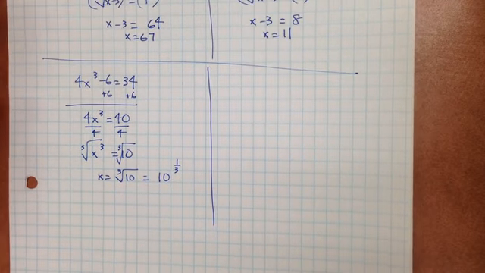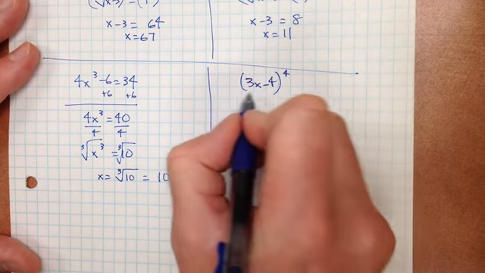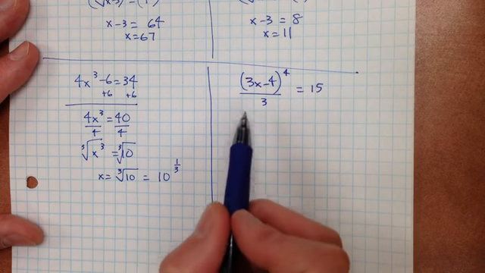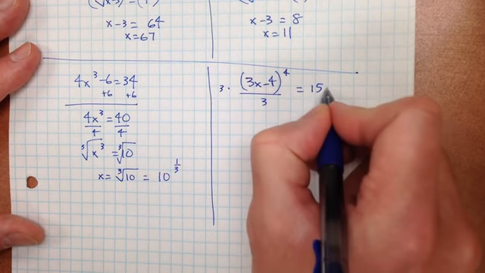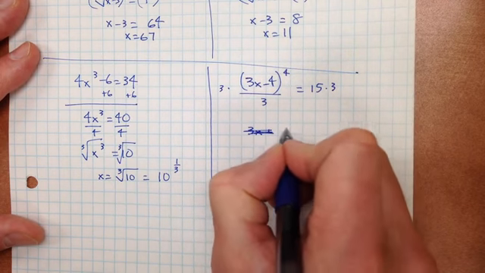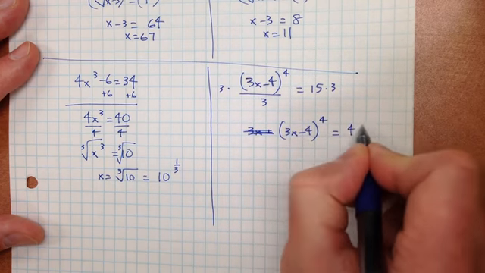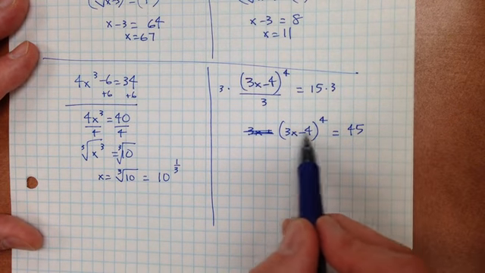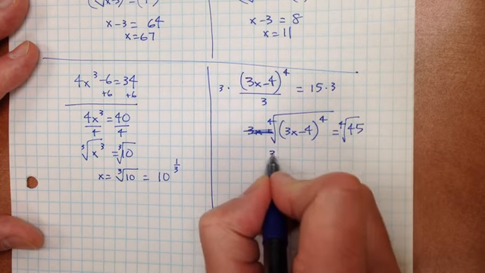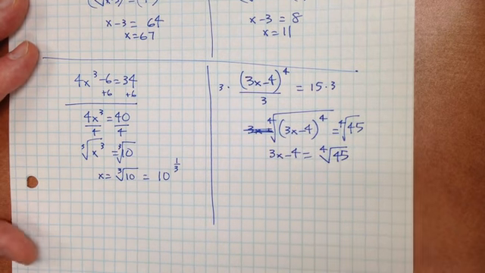Almost done here. How about (3x minus 4) to the 4th divided by 3 equals 15? First things first, let's undo division by 3. We will multiply by 3, leaving us with (3x minus 4) to the 4th equals 45. Let's undo this with the 4th root. 3x minus 4 equals the 4th root of 45.